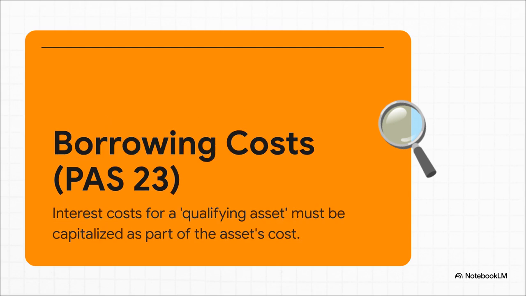Now, for that bank loan, we turn to PAS 23. This standard tells us something interesting. The interest you pay isn't always just an expense. If that loan was taken out specifically to build a qualifying asset, and an asset that takes a long time to build, like our factory, is the perfect example, then that interest cost actually becomes part of the factory's cost on the balance sheet. In other words, it gets capitalized.